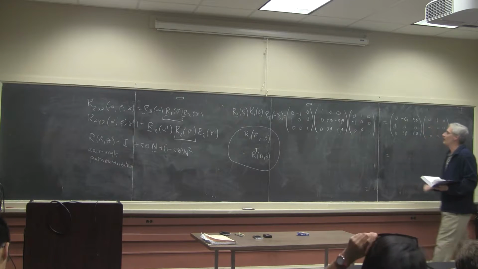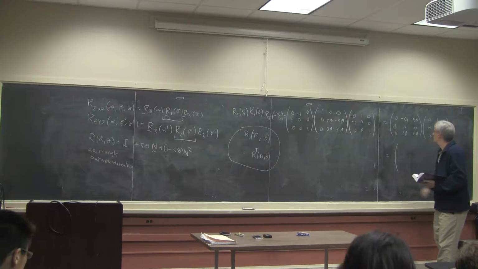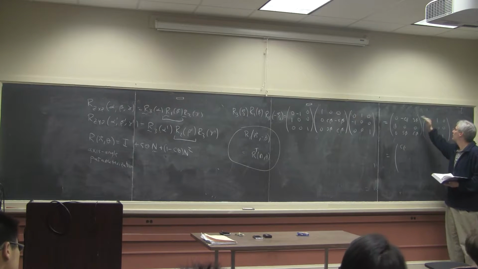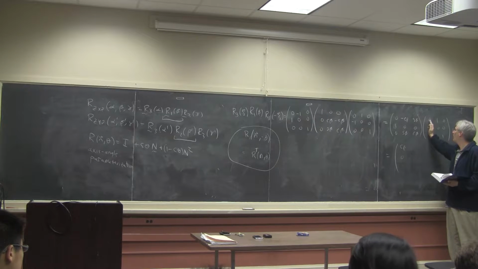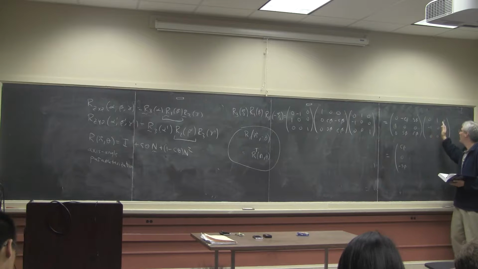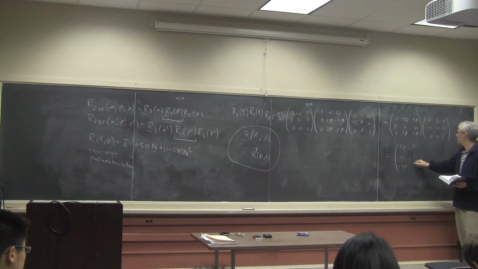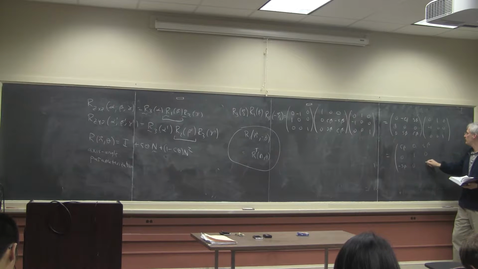Just matrix multiplication. And then I multiply this one. And then what do I get? I get a cosine beta. Then I get 0. And I get a negative sine beta. And then when I multiply this out, I get 0, 1, and then I get 0. When I multiply this out, I get sine beta, 0, cosine beta.